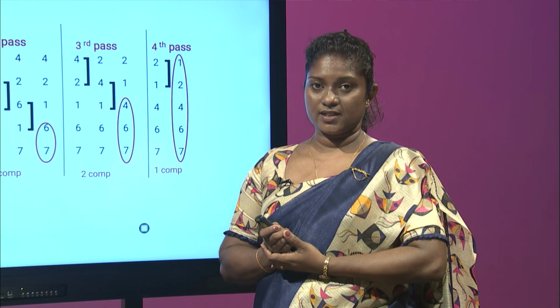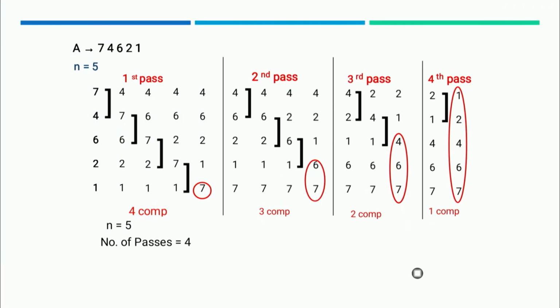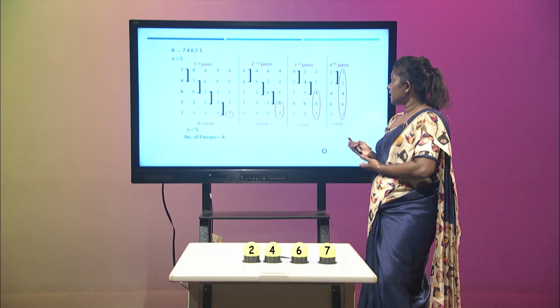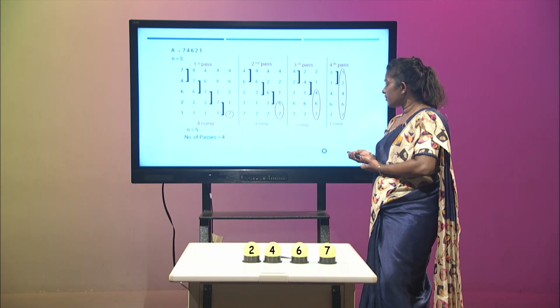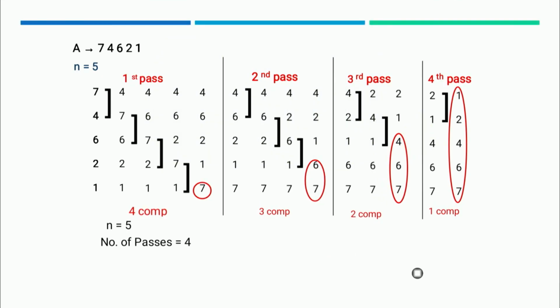Dear students, how many comparisons have you performed in each pass? You can see that in the first pass, you have performed 4 comparisons. In the second pass, 3 comparisons. In the third pass, 2 comparisons. In the fourth pass, 1 comparison.